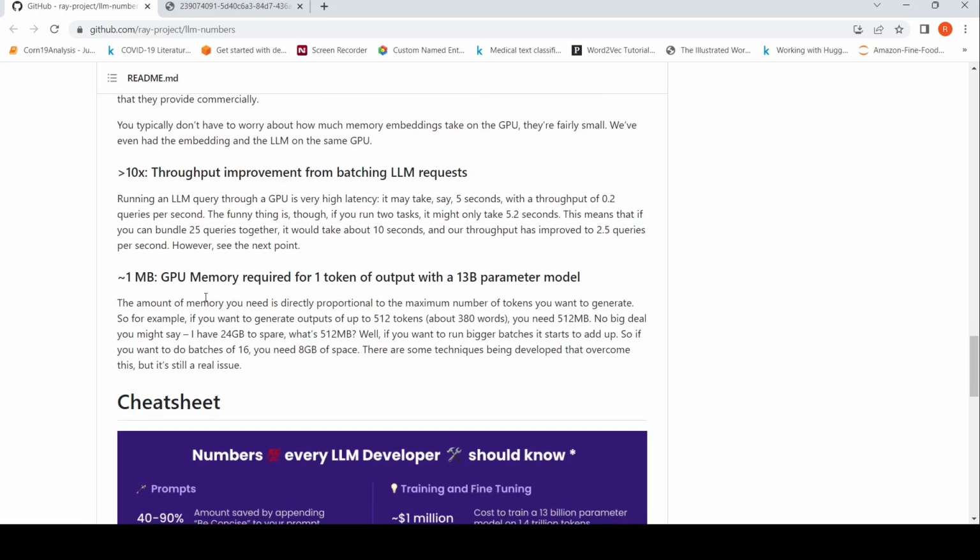What they say is that the amount of memory you need is directly proportional to the maximum number of tokens you want to generate. If you want to generate outputs of up to 512 tokens, about 380 words, you need 512 MB of GPU memory. But if you have 24 GB to spare, that is fine. If you want to run bigger batches, it starts to add up. If you need batches of 16, you would need 8 GB of space. So these two are related to each other. Throughput improvement is possible from batching, but it is constrained by the GPU memory.